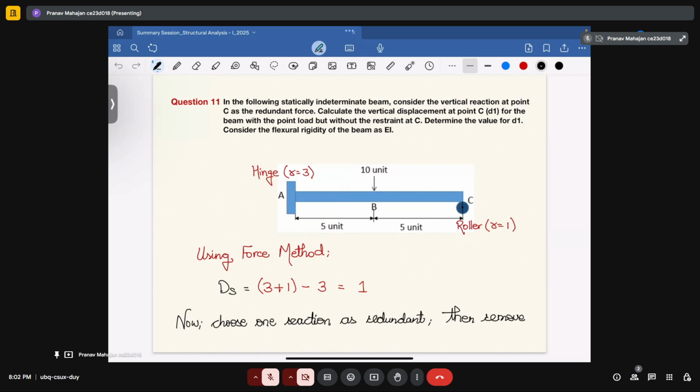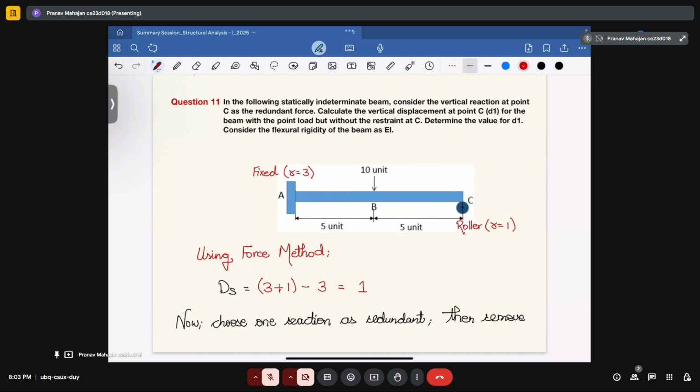Okay. So using the force method, how will you do it? First, take the degree of static indeterminacy. In this case, your number of unknowns is 4: 3 because of the fixed support, and 1 because of the roller. Here it is not a hinge, it is a fixed support. So this is your fixed support, and the other one is your roller, which will give you one unknown reaction. When you subtract them from the available equilibrium equations, you will get the degree of static indeterminacy equal to 1.